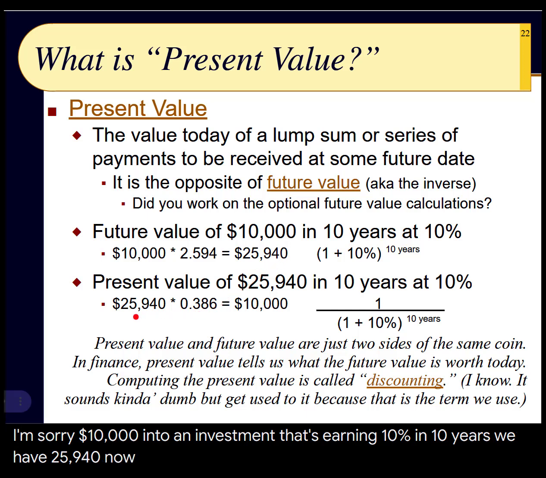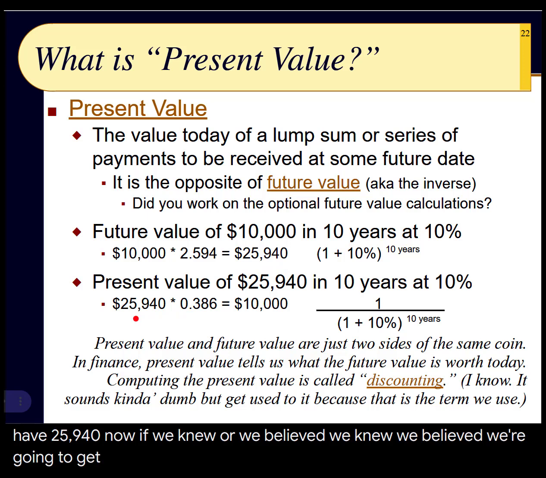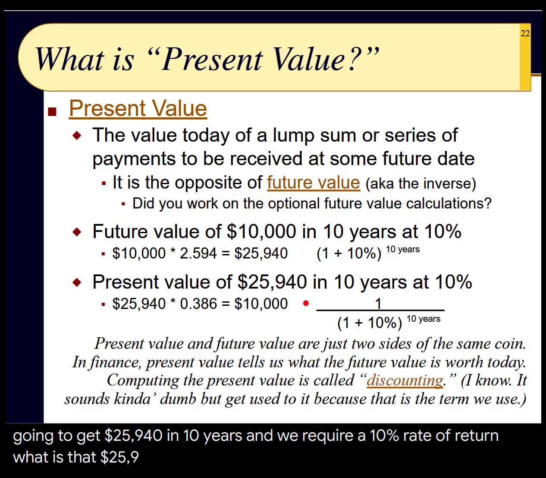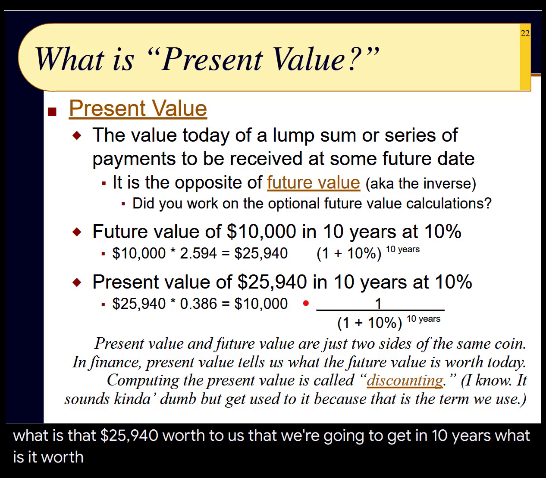Now, if we knew, or we believed we're going to get $25,940 in 10 years, and we require a 10% rate of return, what is that $25,940 worth to us that we're going to get in 10 years? What is it worth to us today?